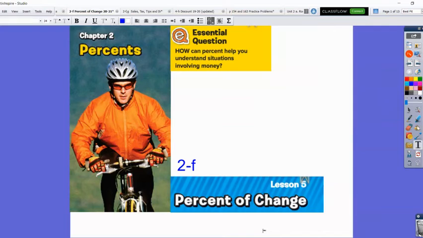We're starting now the final topic in our percent unit, and that is a concept called percent of change, which is something that you see in the news or in science and in economics and all kinds of places, very often reported that something has changed by such and such a percent, increased or decreased by a certain percent. And that is called percent of change.